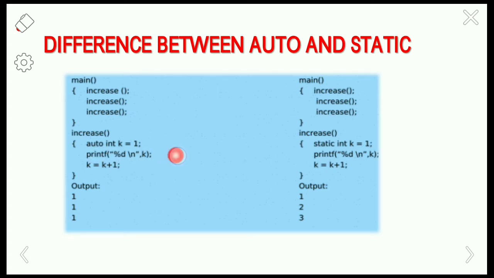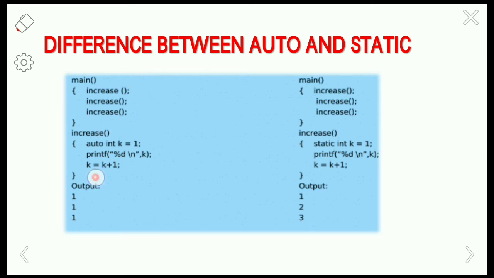So, auto int k equals 1. Normally for any storage class, we write the syntax in this format: the storage class, followed by int, that is the data type, followed by the variable. Similarly, in the static storage class, we define the storage class followed by the data type and the variable. Here in the auto storage class, printf %d comma k, and k equals k plus 1. After printing the variable k, we increment the value of k. Here the increase function is called 3 times.